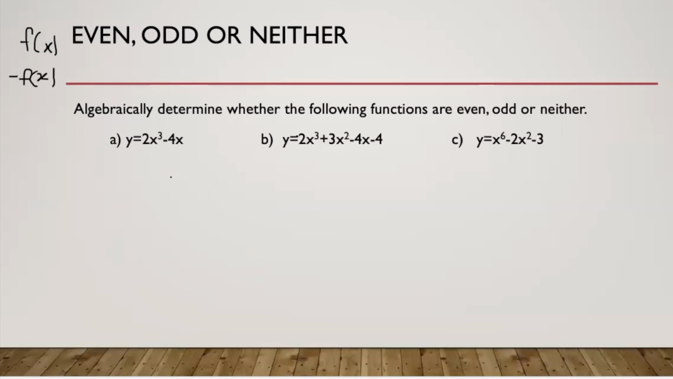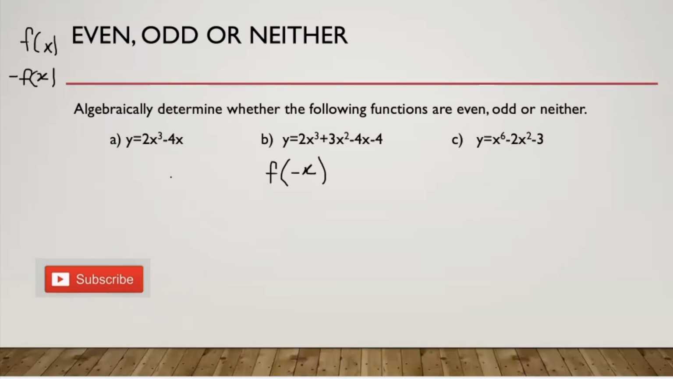The next question is B, where I have y equals 2x cubed plus 3x squared minus 4x minus 4. So once again, I am going to substitute negative x into the function, and I am going to look to see if I'm getting the original function, which is 2x cubed plus 3x squared minus 4x minus 4, or if I'll be getting negative f of x. But if I'm getting neither of these, then it means the answer is neither.